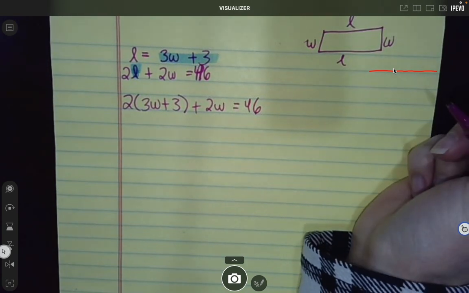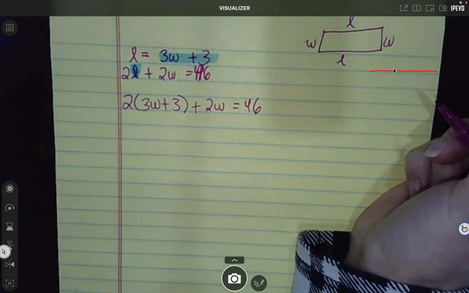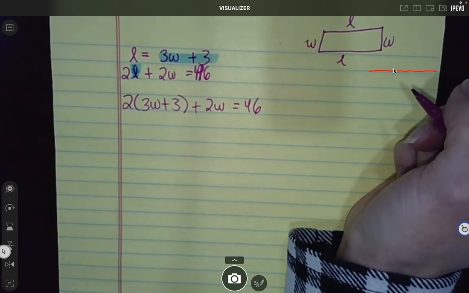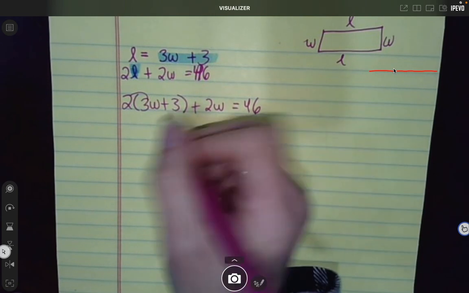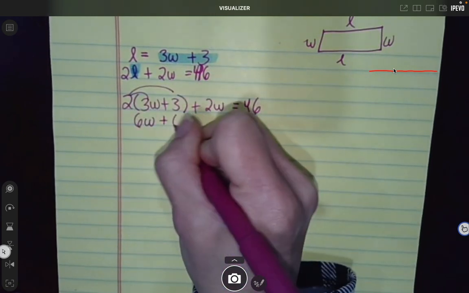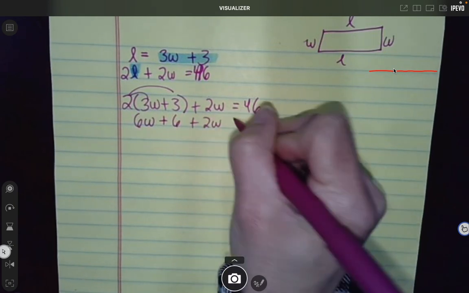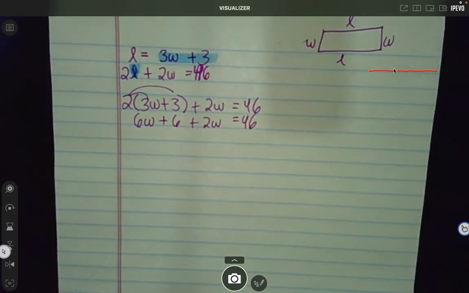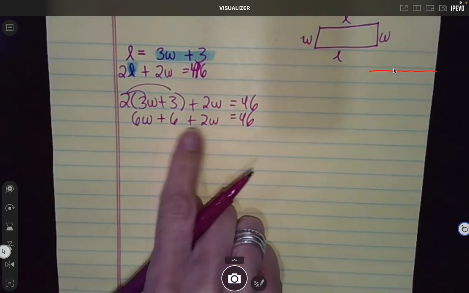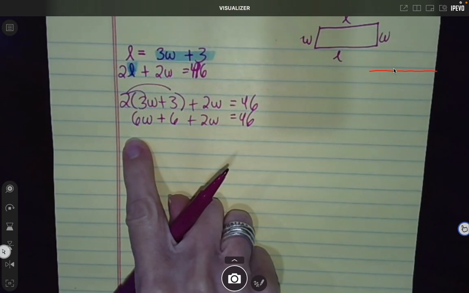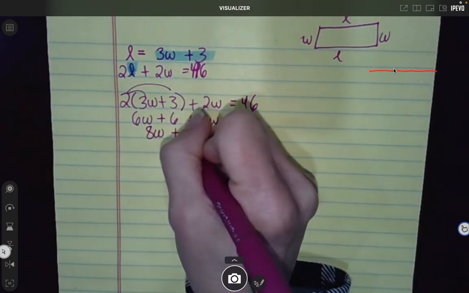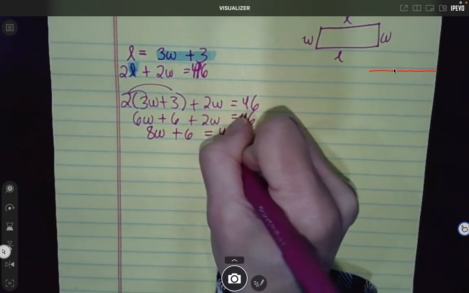It told us that in the problem. It said the perimeter was 46. Now what do you do with that 2? Multiply, distribute it. So 2 times 3W and 2 times 3. And I'm just going to bring everything else down. And then we combine like terms. So what are the like terms over here? The W's. What's 6 plus 2? That's going to be 8W. Bring down our 6 and our 46.